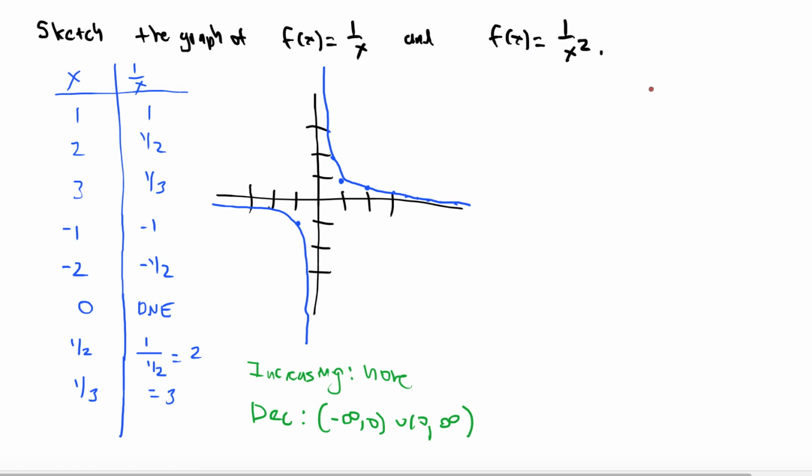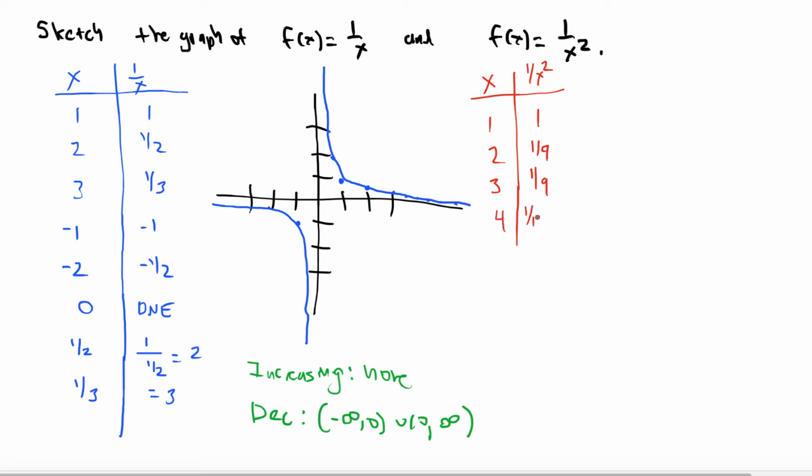So let's make the table over here. We get 1 over x squared when we plug in some values. When x is 1, we get 1. When x is 2, we get 1 over 2 squared, which is 1/4. When x is 3, we get 1/9. So it's sort of similar. Not exactly the same values, but we notice that we are still going to get closer and closer to the x-axis, but we're never going to actually touch it.